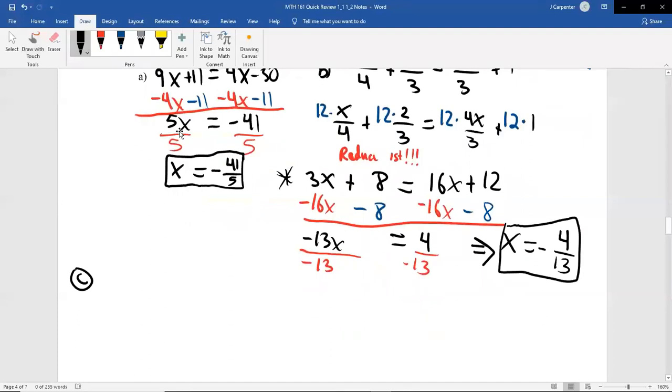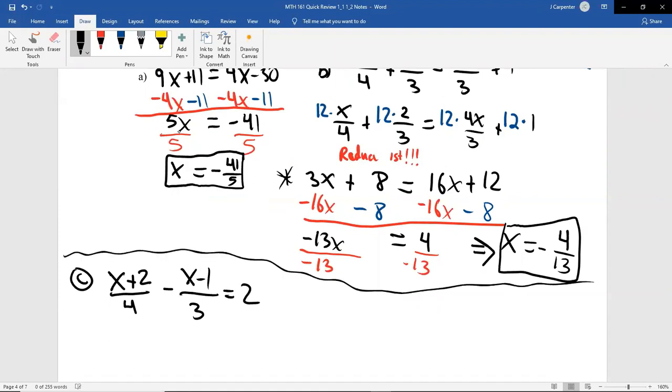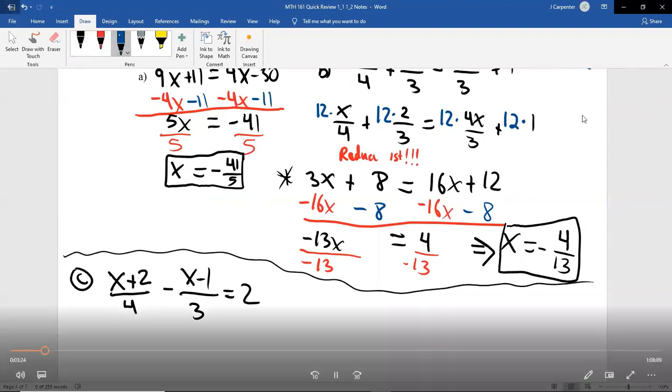And this example is going to be similar to B, but different, as we will see. So x plus 2 over 4 minus x minus 1 over 3 equals 2. Just kind of separate that. All right, so here is another equation.